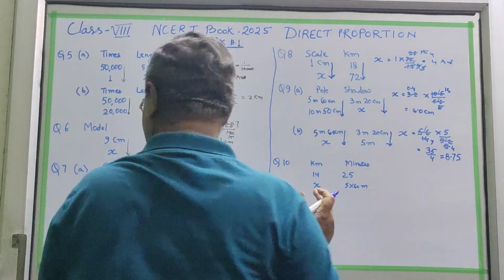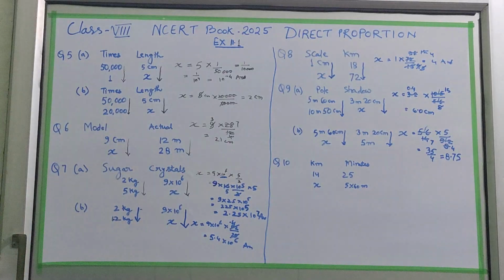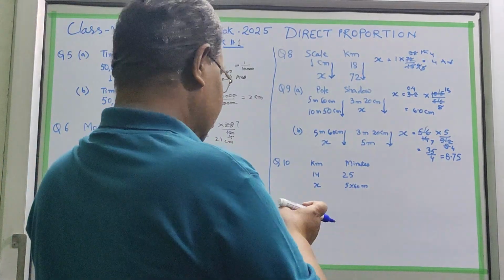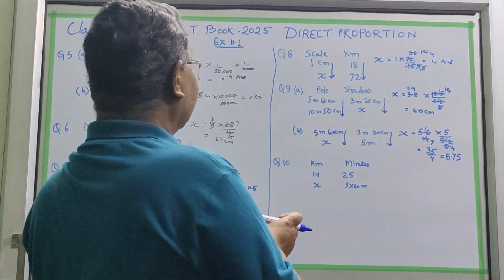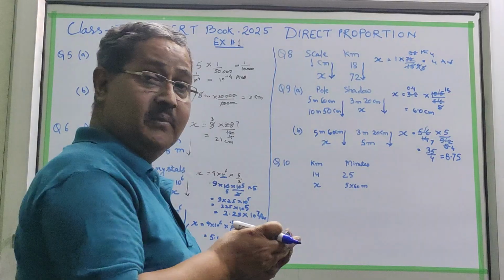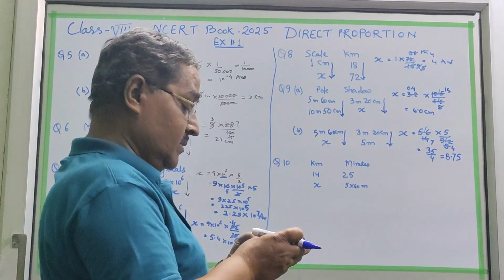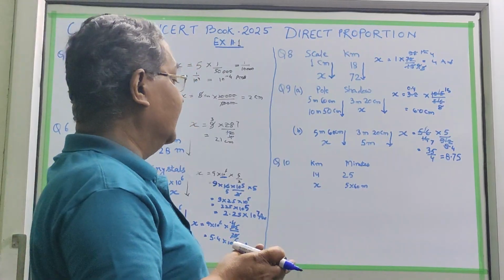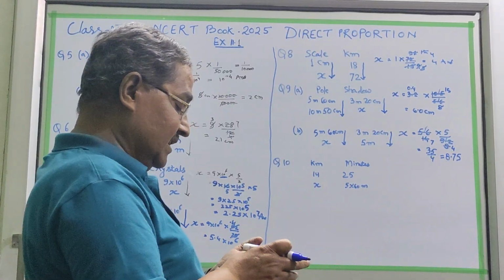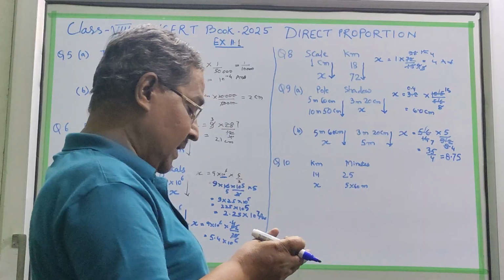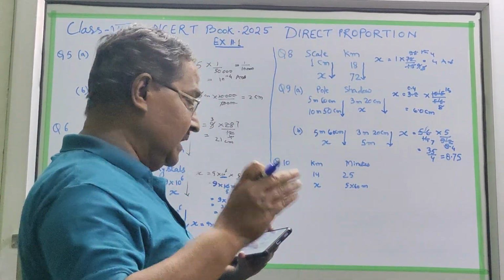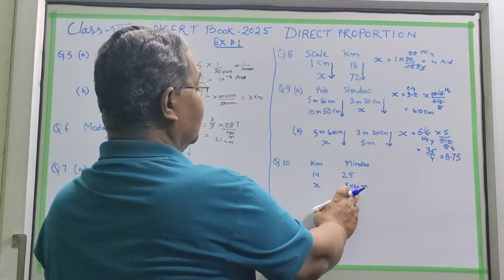Okay, now another question. The next question is: a loaded truck travels 14 km in 25 minutes. If the speed remains the same, how far can it travel in 5 hours? Okay, first it is given in minutes, and in the second part of the question it is 5 hours. So better you convert the 5 hours into minutes. So 5 hours we have converted to minutes.